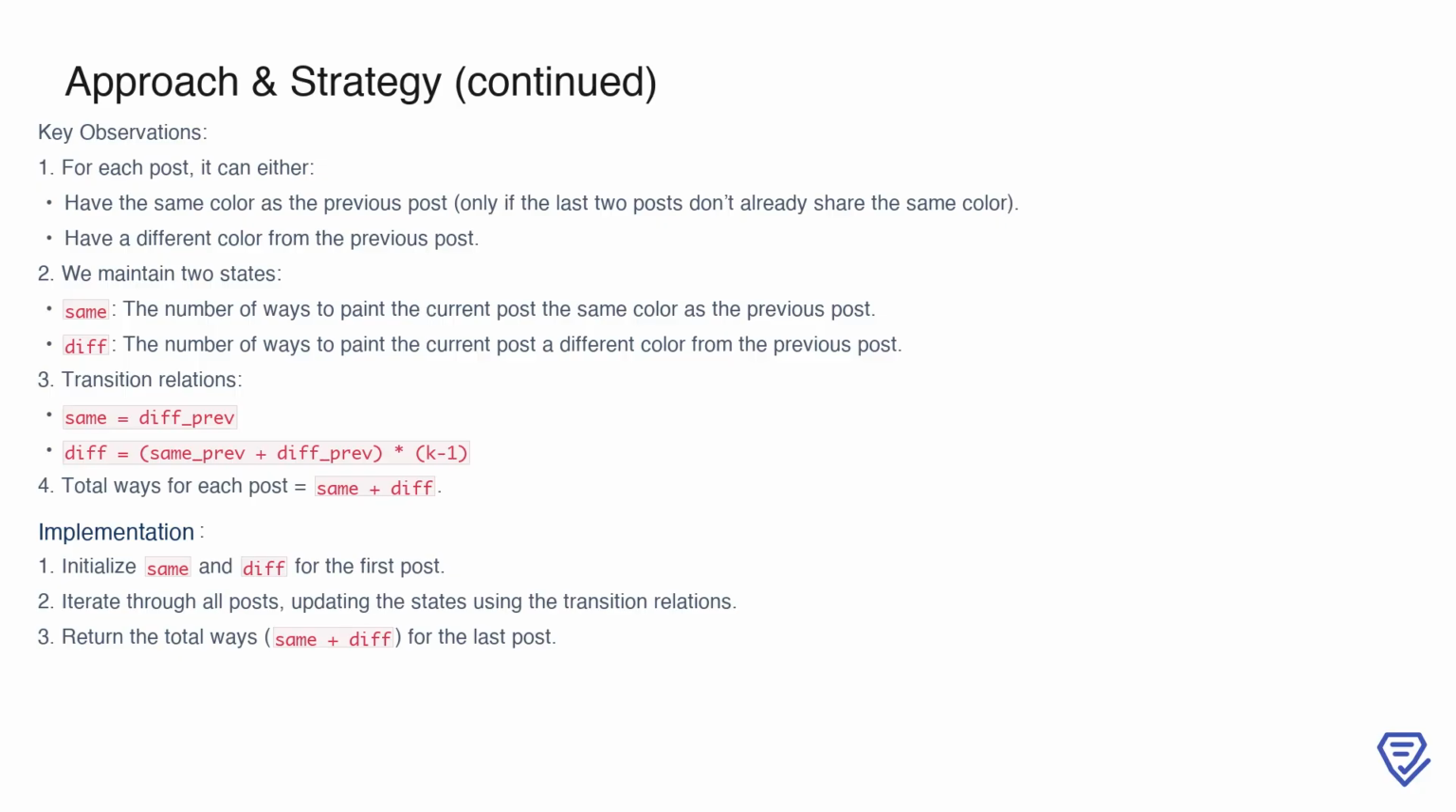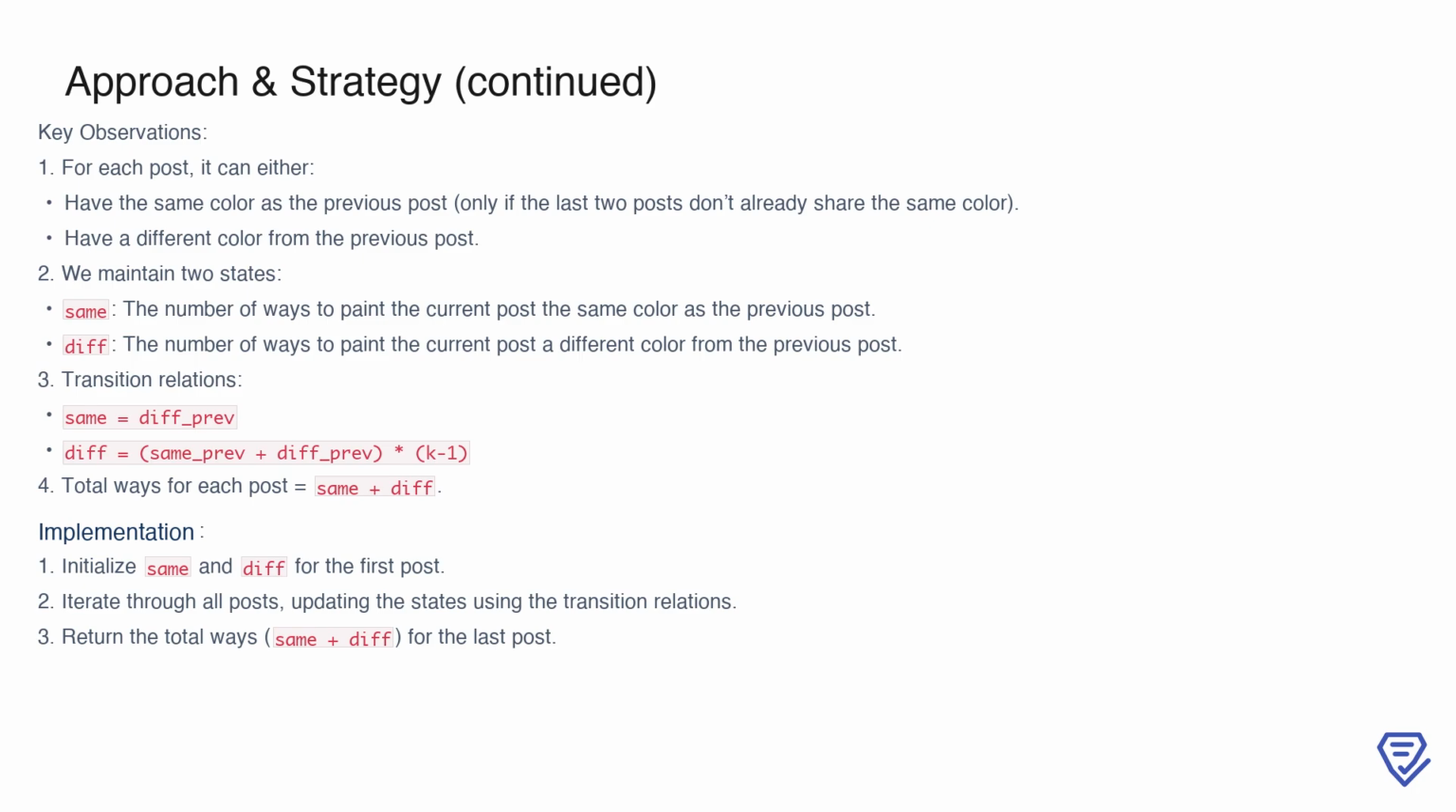To keep track of this, we define 2 states: same, which represents the number of ways to paint the current post the same color as the previous one, and diff, which represents the number of ways to paint it a different color. Using these states, we derive transition relations: same is equal to the previous diff, and diff is calculated as the sum of the previous same and diff, multiplied by k-1, to account for all the other color choices. The total number of ways to paint each post is simply the sum of same and diff.